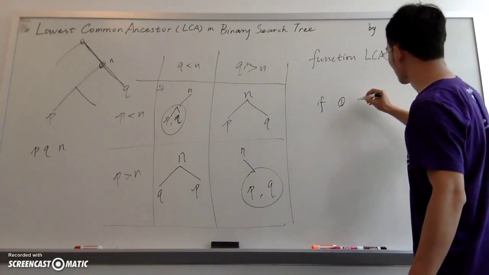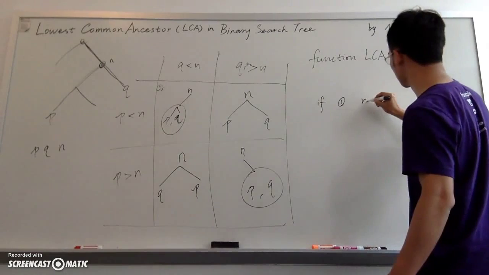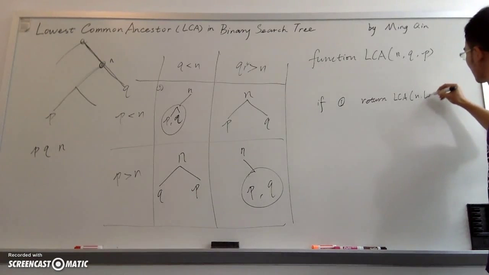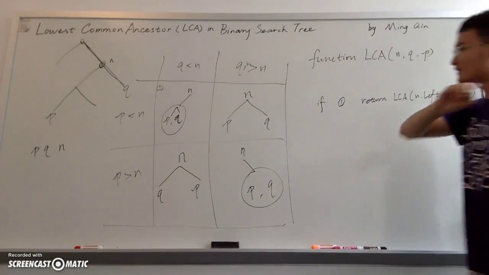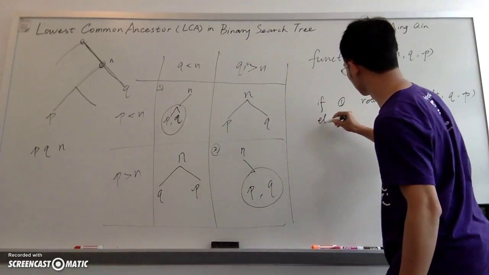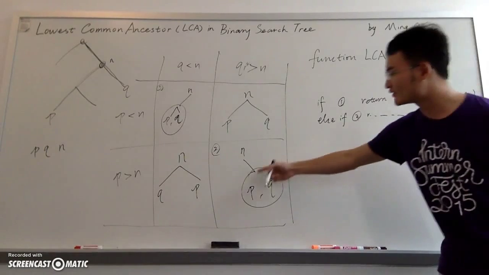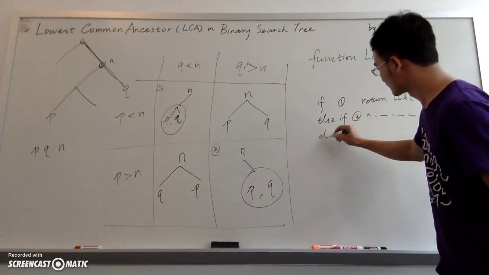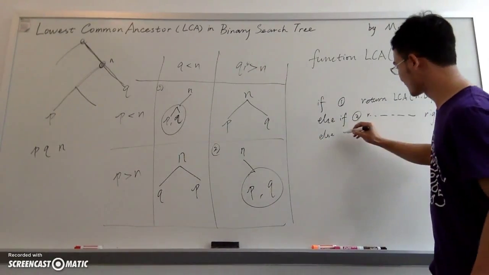If it's case 1, we need to continue our search in the left subtree of n. So let's return LCA in left subtree, and then give it the same Q and P. If it's scenario 2, continue our search in the right subtree. Else, it's in these two scenarios, we directly return our answer.